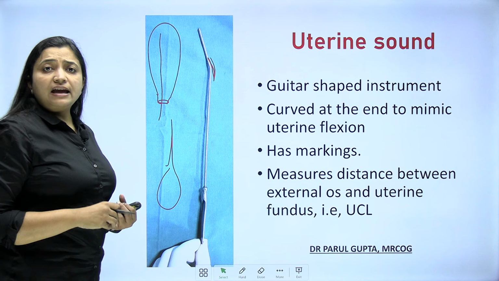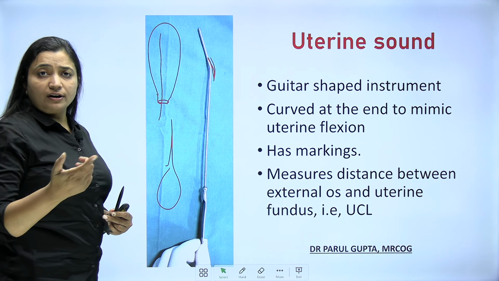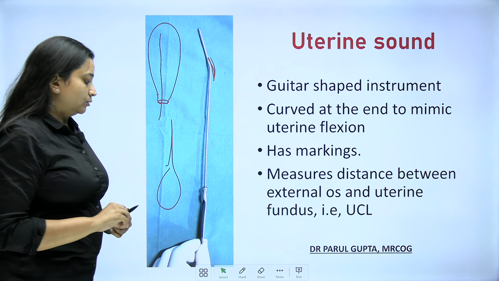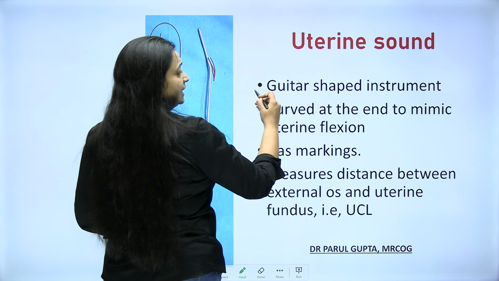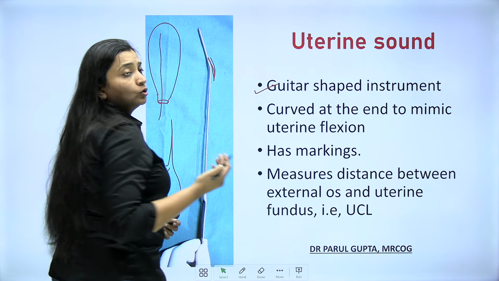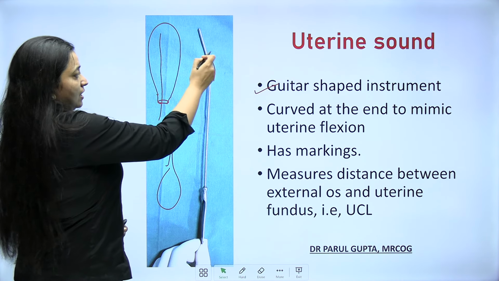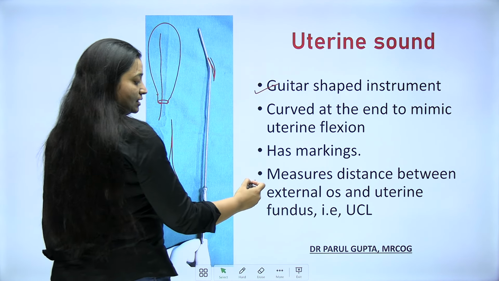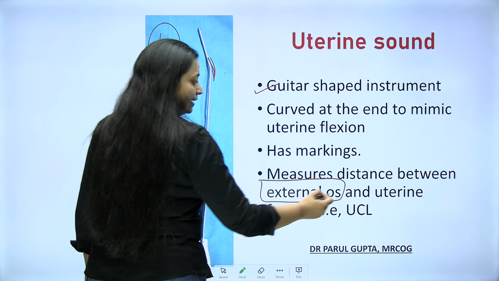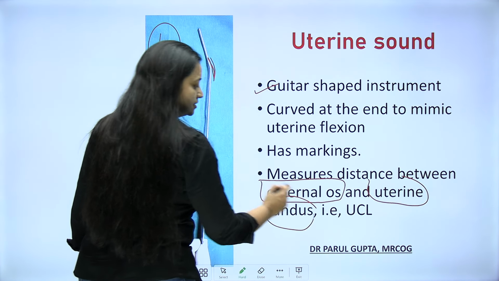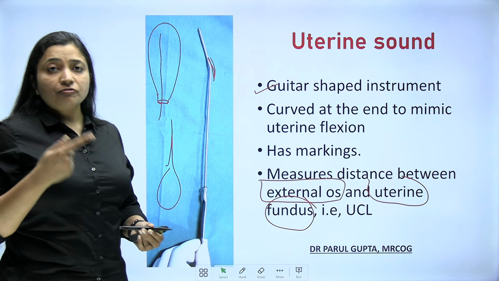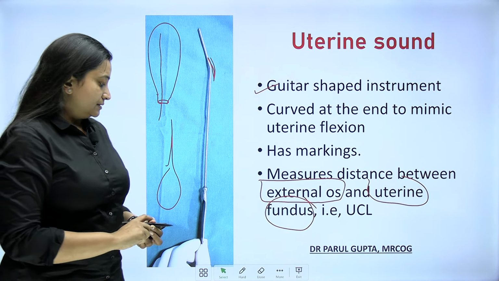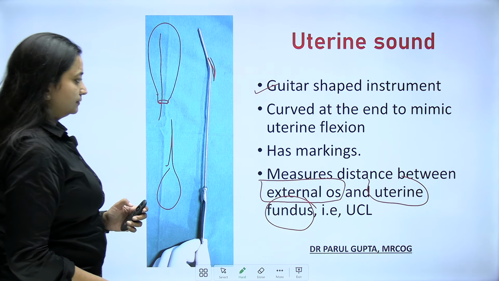Before insertion of any IUCD, you want to know at what level you want to stop, or doing any surgery, you want to know what length you are dealing with. So, it is a guitar shaped instrument, curved at the end to mimic the uterine flexion, has markings of centimeters for measuring the length. It measures the distance between the external os and the uterine fundus. This is important, not the internal os, because your finger does not go to the internal os. External os to the fundus, total utero-cervical length.